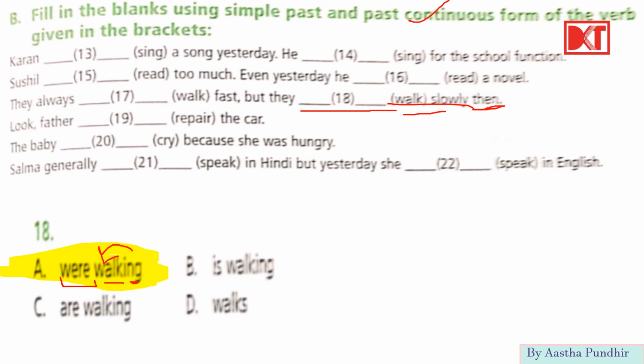Now B, is walking is not used with they. Now they is the plural third person form. So is not used. Then for the rest of these, are is also not used, and D, walks is simple present. So this is also incorrect. Alright.